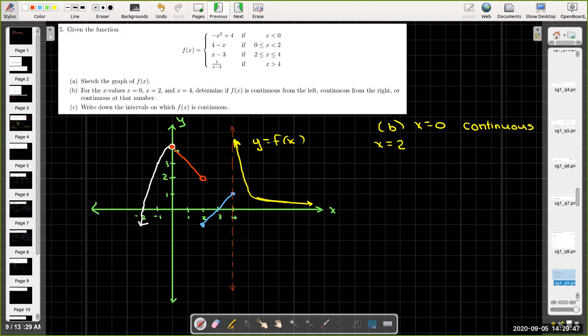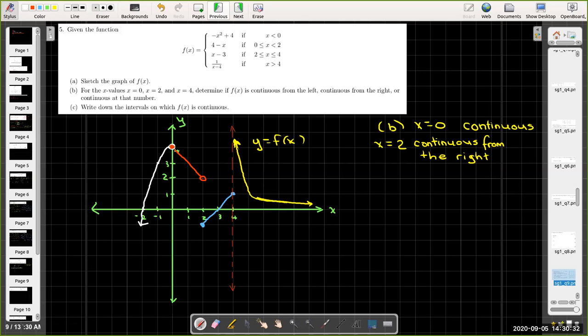At x equals 2, we have a jump discontinuity. So it's not continuous. If I come from the left, I approach the value positive 2, but the function value is down here at negative 1. And I know that because I have an open circle at 2 when y equals 2, but there's a closed circle when y equals negative 1. So it's continuous from the right at x equals 2, but not from the left.